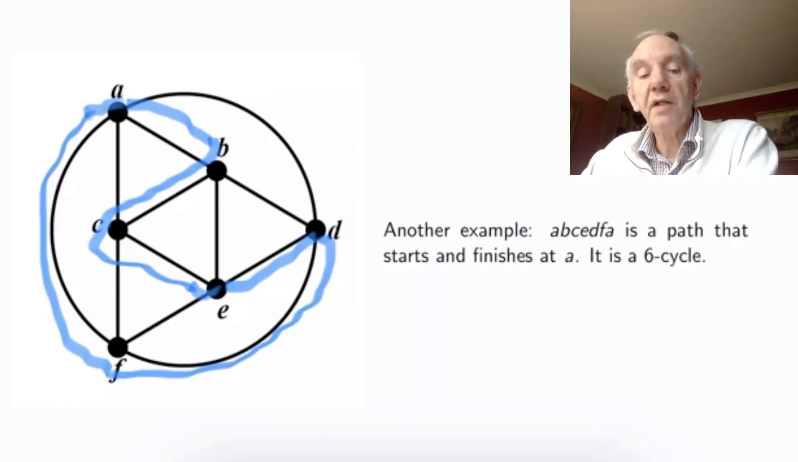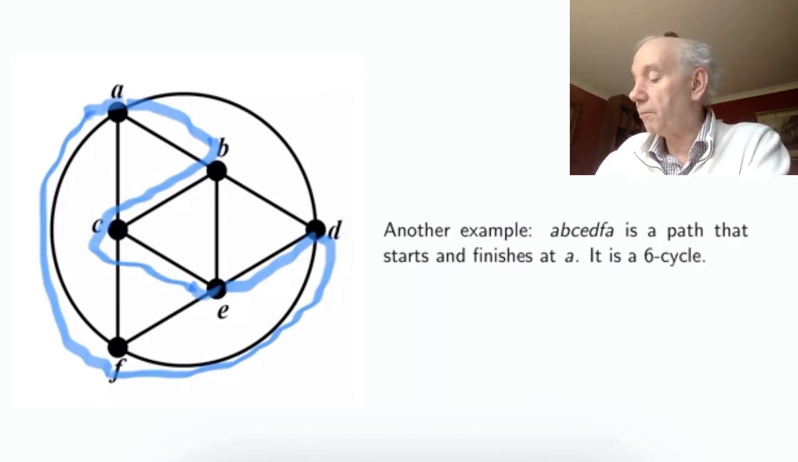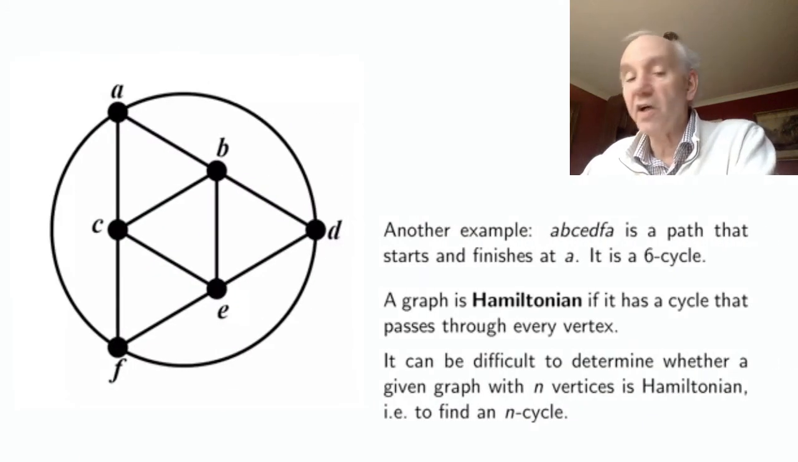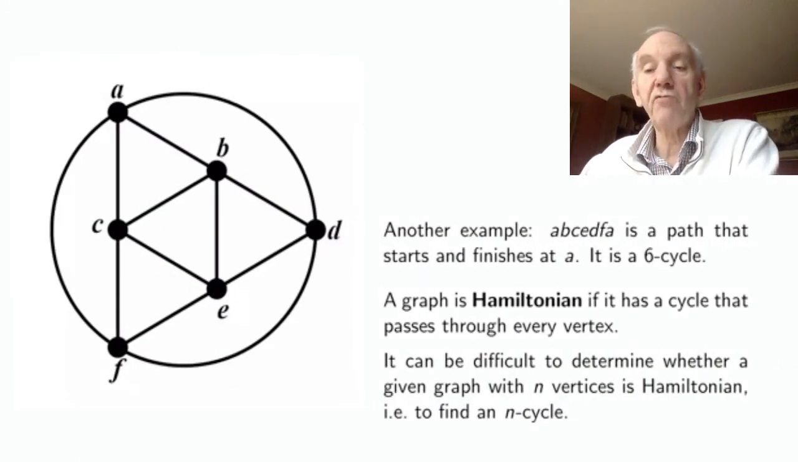Okay, and the question is, given a graph, can we find a cycle like that? So a cycle means it can't repeat a vertex except it comes back to where it started. Can we find such a cycle that covers every vertex of the graph? And if we can, the graph is called Hamiltonian. So this graph is Hamiltonian because we have a cycle that passes through every vertex.